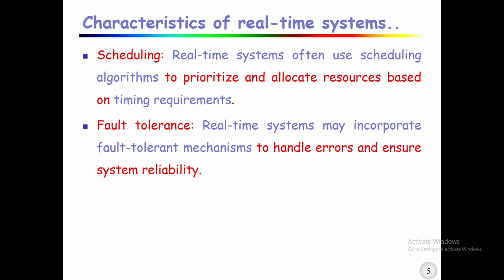Scheduling: real-time systems often use different scheduling algorithms to provide different priorities and allocate resources based on timing requirements. As a characteristic of real-time systems, scheduling algorithms are mostly related to operating system concepts. So we'll use different scheduling algorithms. Then fault tolerance, to some extent: the system should be fault tolerant, and real-time systems may incorporate mechanisms to handle different errors and ensure system reliability.